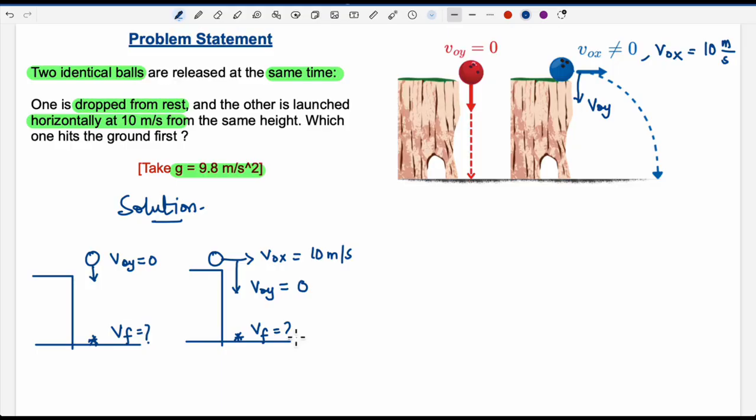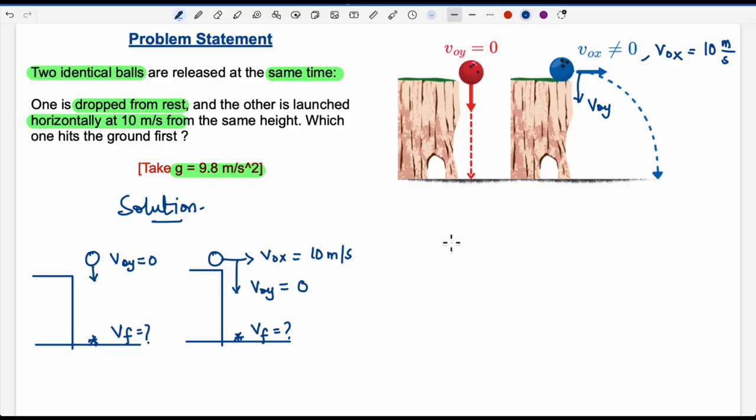So ball A is dropped from rest and ball B is launched horizontally. So its initial vertical velocity, as I just explained, is also 0. Okay? Now, to calculate which object hit the ground first, we need to know what time each of them takes to hit the ground. All right?